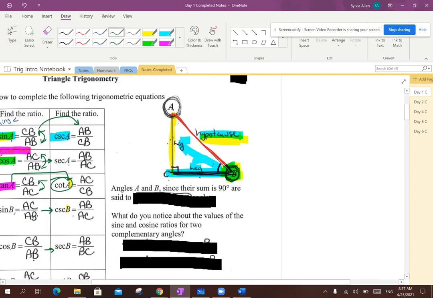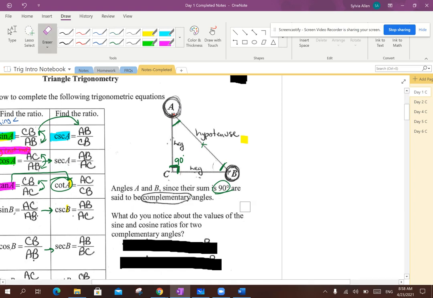Angles A and B, when you add them together, they're going to be 90, right? Because in a triangle, you've got a 90 degree right angle. That means this angle plus this angle is going to be 90 degrees. So what vocabulary word means two angles add up to 90 degrees? That is going to be complementary. So again, we want to make sure we understand complementary angles.